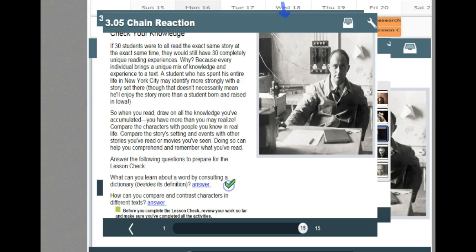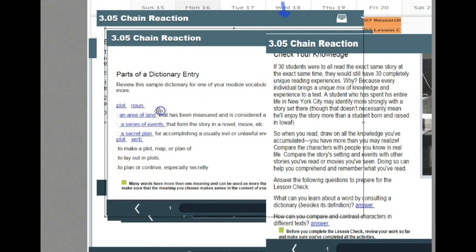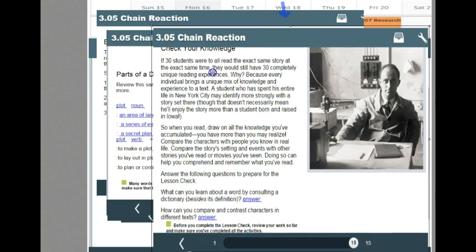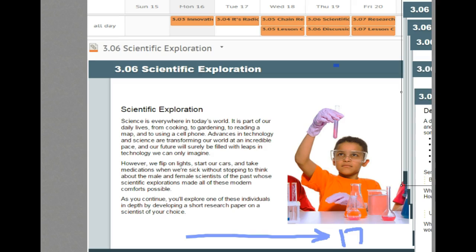If you can't, then you can go back. For example, if you can't answer number 1, you go back here and you find out so that you can answer it. So make sure you're able to answer these before you take the lesson check. So that's Wednesday at a glance. Now we're going to move onward to Thursday at a glance.